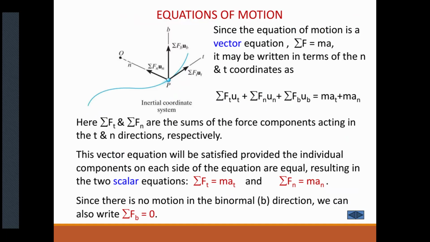So we have the equation in vector form. We can write it as the summation of force in the tangential direction plus the force in the normal direction and also in the binormal direction, equal to mass times the acceleration in the tangential and normal directions. For the binormal direction, because in the normal and tangential coordinate system we have only two components of acceleration, tangential and normal, there is no motion in the binormal direction. We can write the summation of F in binormal equal to 0 for this case.